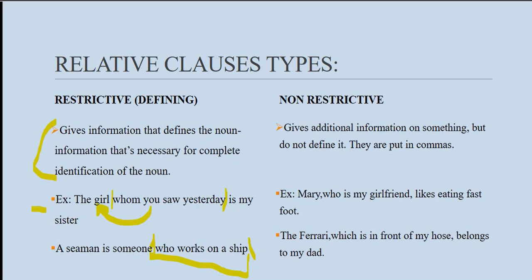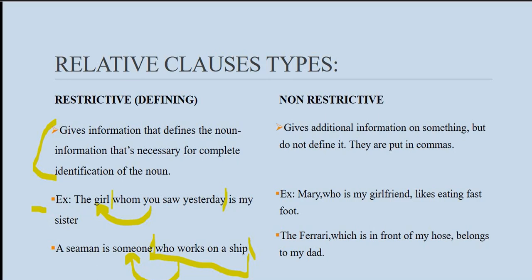You can see that it is very nonsense without the defining relative clause. So a defining relative clause cannot be omitted from our sentence, and it defines the noun like an adjective. The information that a defining relative clause gives is very necessary for a complete identification of the noun.